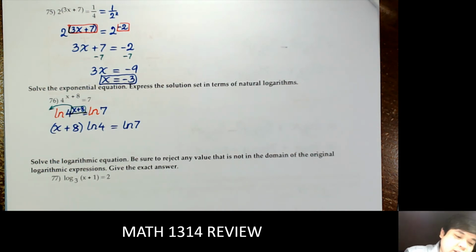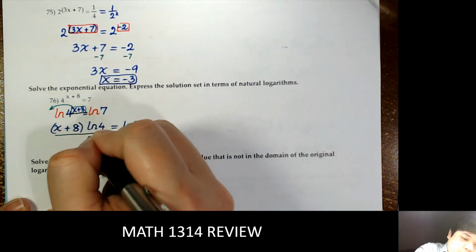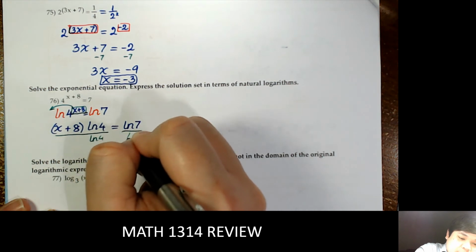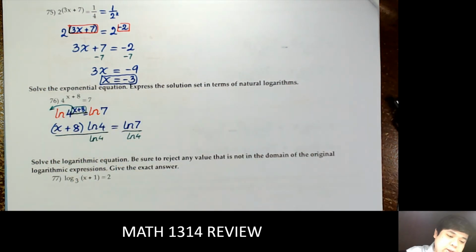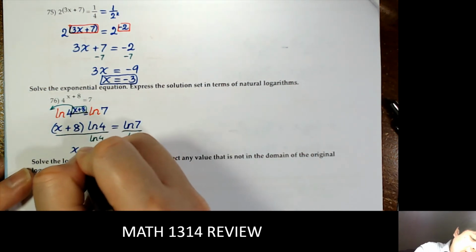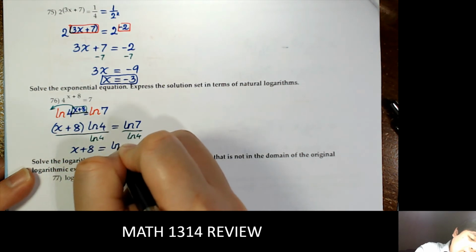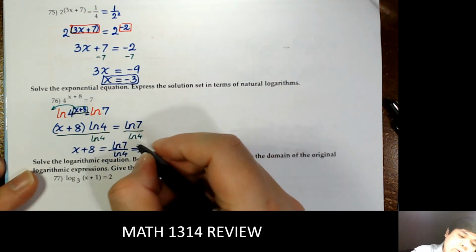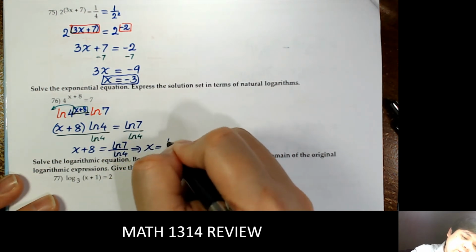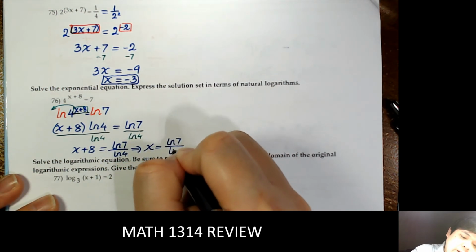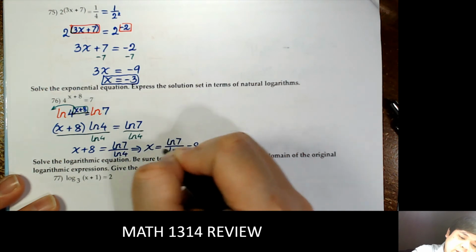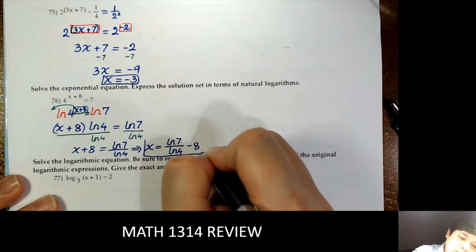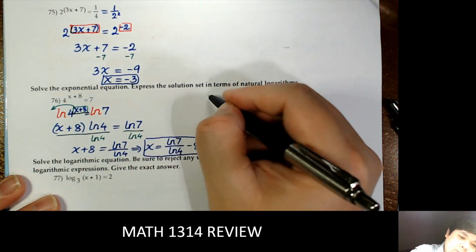Now we just need to solve for x. To do that, we can divide by ln of 4. So x plus 8 equal to ln of 7 over ln of 4. And then we just subtract 8 on both sides. We have x equal to ln of 7 over ln of 4 minus 8. So that's what we do.